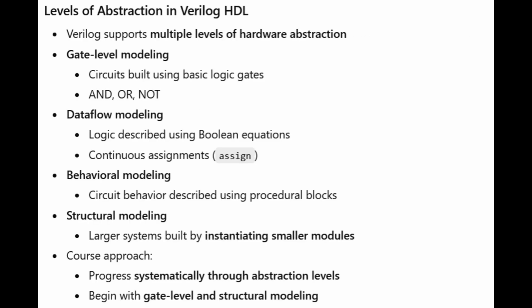Verilog allows us to describe hardware at multiple levels of abstraction. At the lowest level, we have gate-level modeling, where circuits are built using AND, OR, and NOT gates. At the next level, we have data flow modeling, where logic equations are written using continuous assignments. Then we have behavioral modeling, where we describe how the circuit behaves using procedural blocks. At the system level, we use structural modeling, where smaller modules are instantiated to build larger systems. In this course, we will move through these levels systematically, starting from gate level and structural modeling.